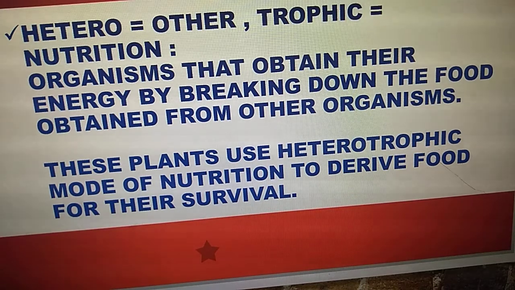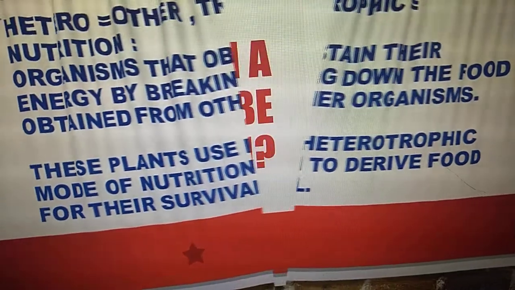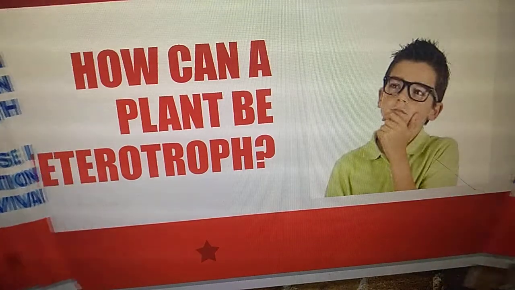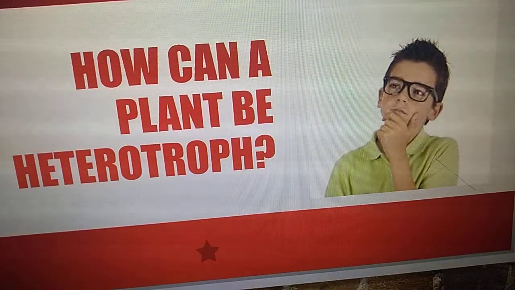Hetero means other, trophic means nutrition. Organisms that obtain their energy by breaking down the food obtained from other organisms. These plants use heterotrophic mode of nutrition to derive food for their survival. Now you must be thinking, how can a plant be heterotroph?